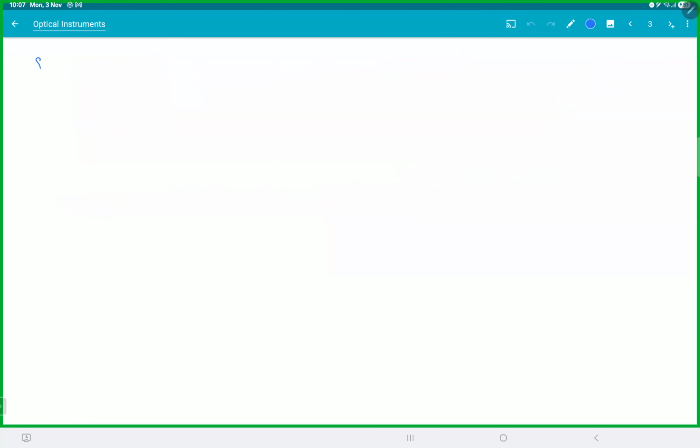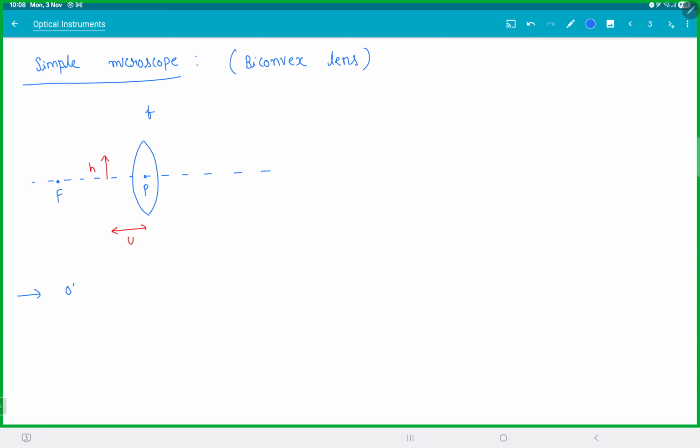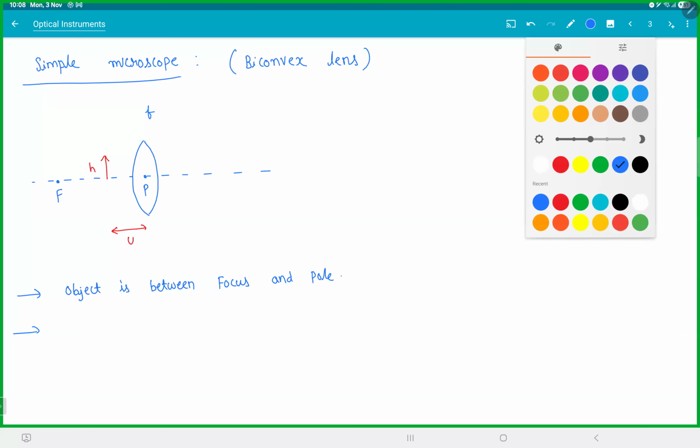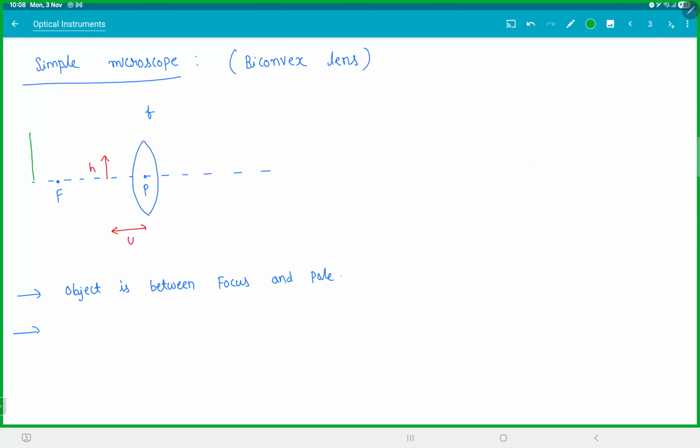So what we do, we keep a lens, and this will be your pole, and this will be the focus. So we keep the object. These are the theoretical questions. So the object is placed between focus and pole. So you tell me, in a lens, if you put this object between focus and pole, what kind of image do you get? This will form an image which is virtual, erect, and magnified. Isn't it? I hope you guys remember.